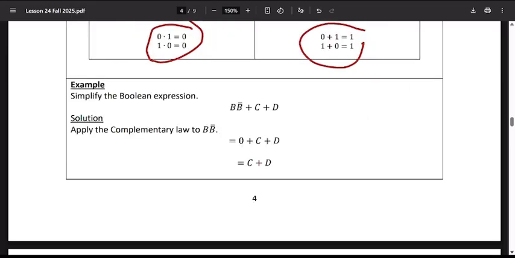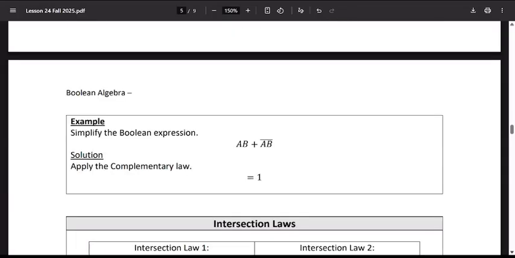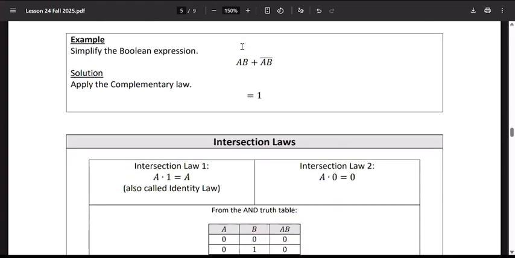Now I want to move to another example. If you take a look at this, using the complementary law, this guy is going to be 0. I have my C, I have my D. Adding this up, I get C plus D. So that's super cool. Easy peasy. But what about this? You remember that under the complementary law of addition, if I have A plus its complement, it should always give me 1. So this guy is the complement of this guy. Because of that, we got 1.